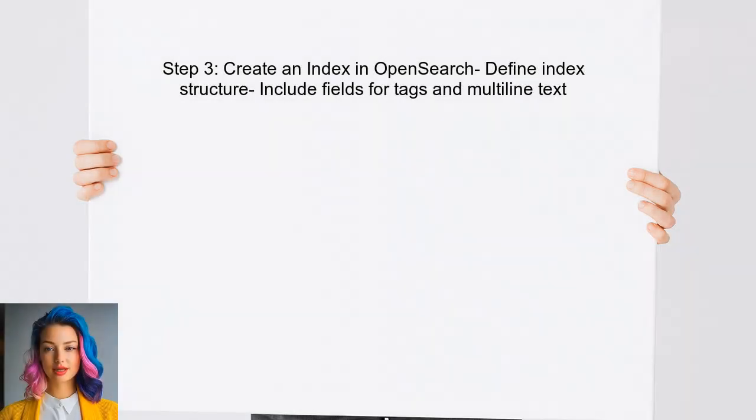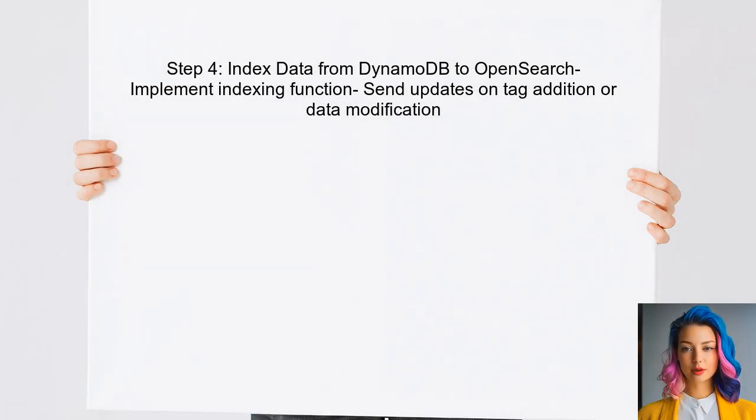After setting up the domain, the user should create an index that matches the structure of their data. This index will allow for efficient searching of the tags and multi-line text. Now, the user should implement a function to index the data from DynamoDB into OpenSearch. This function will be responsible for sending updates whenever a new tag is added or existing data is modified.